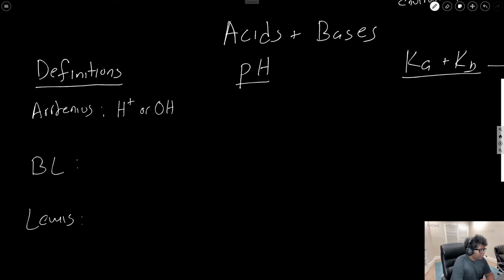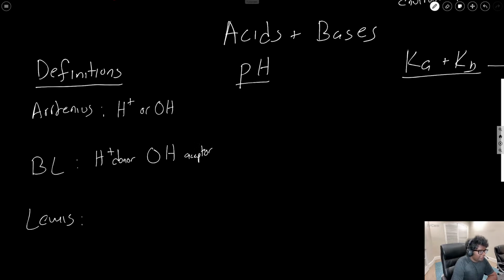Now, Bronsted-Lowry and Lewis, these are the ones that are a bit tricky because I've gotten them messed up. I don't want you guys getting them messed up. So, Bronsted-Lowry, they still have these. What's the difference? An acid, so I'll write it later, but an acid would be a proton or a hydronium donor, while a base will be an OH acceptor.